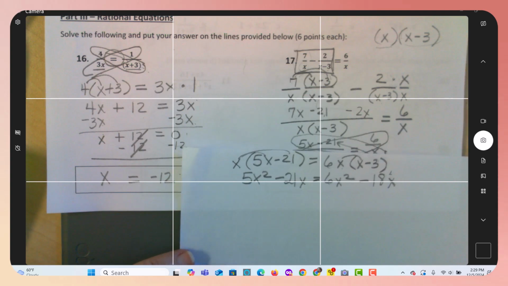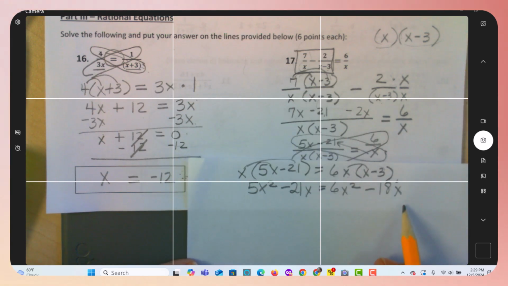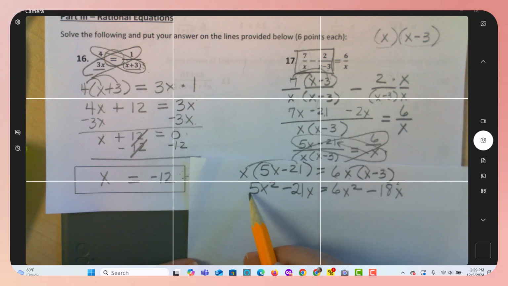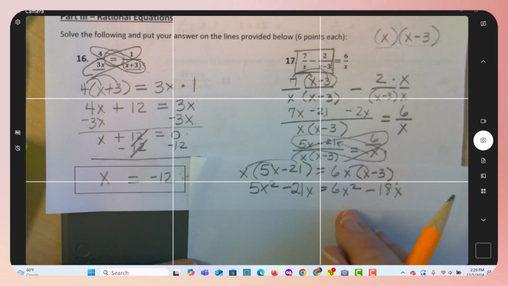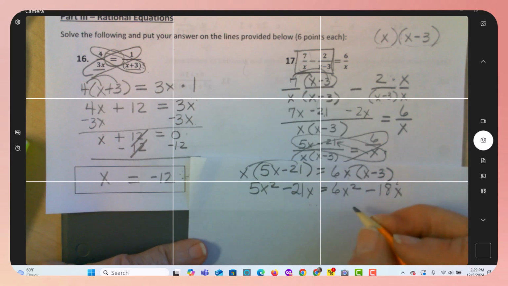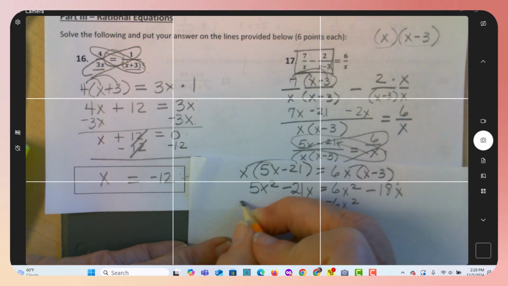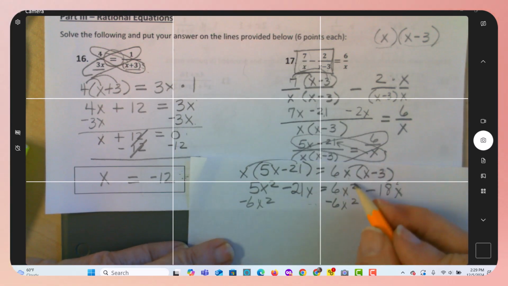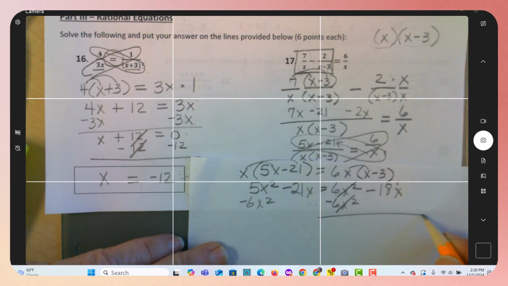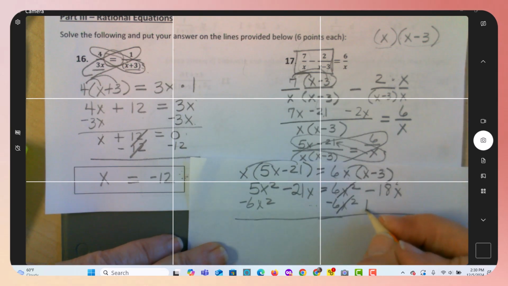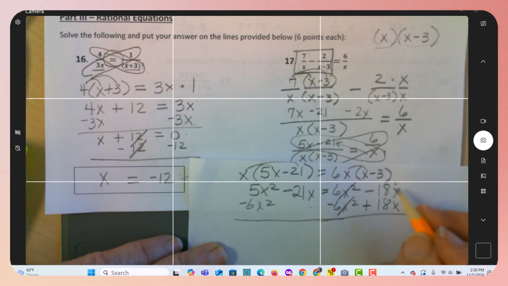Now I see that I have a quadratic, so that means I'm going to move everything over to the left or to the right, but just make sure that one side has all of your numbers, even numbers that are constants. I don't see any constants, but we'll move everything over to the left, and then we'll try to solve. So let me subtract 6x squared from both sides. That's going to make that 0 right here. And I'm going to add 18x to both sides, and that's going to make that 0 here.